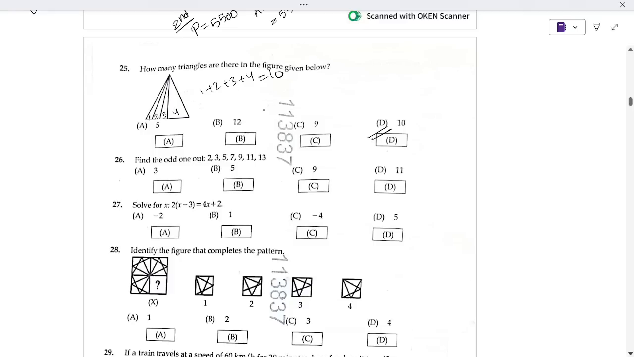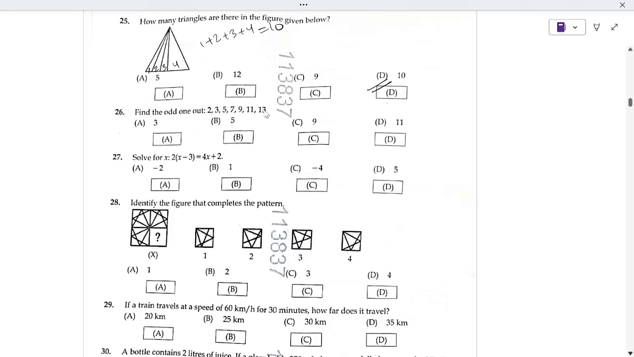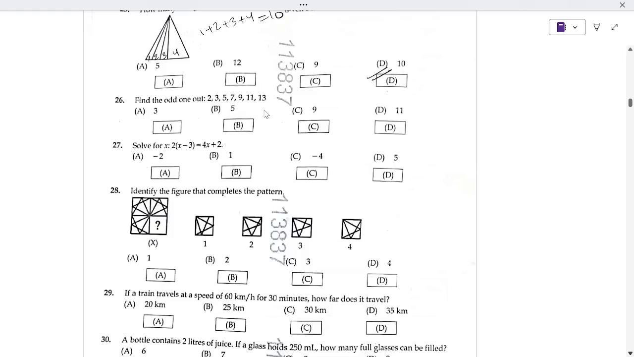Next one, 26, this is also from wrong number series. We have to find that one. So 2 3 5 7 9 11 13, looks like prime numbers. Prime numbers start from 2, not 1. A prime number means divisible only by itself and 1. So 2, 3 prime number, 5, 7 prime number, but 9 is not a prime number. 11 is a prime number, 13 is a prime number, so here 9 is the answer.